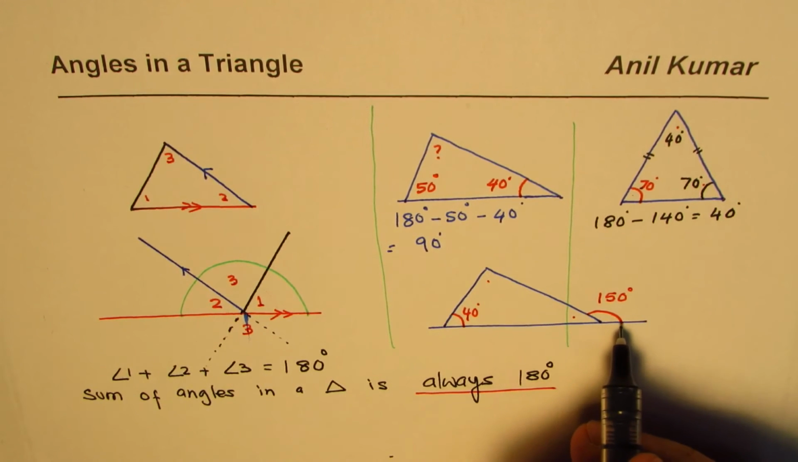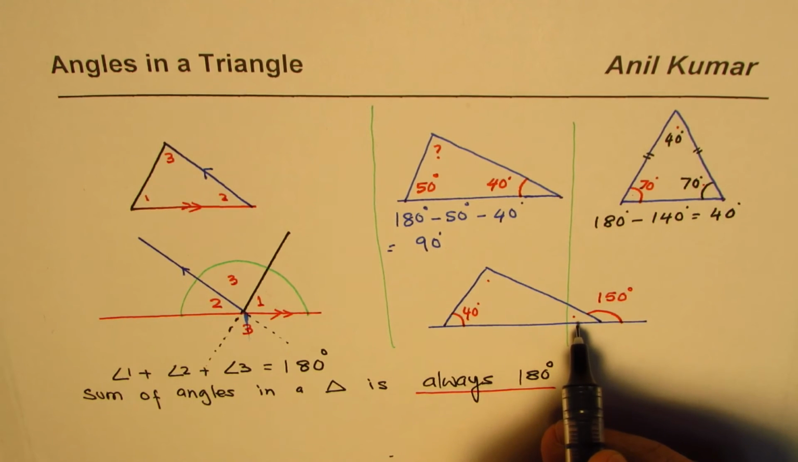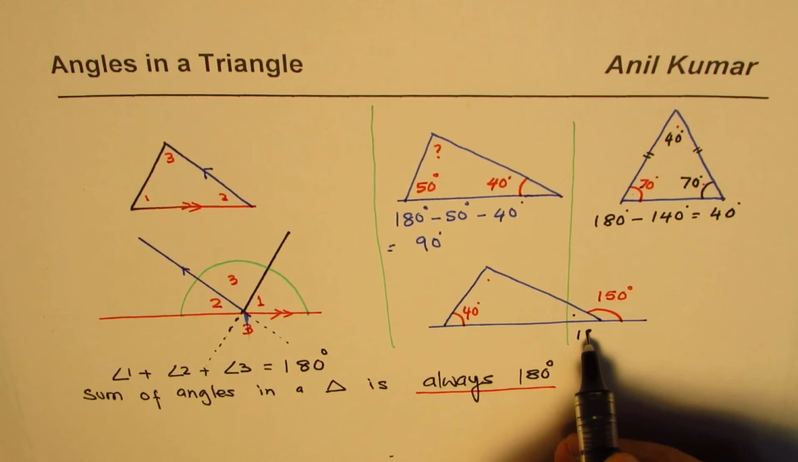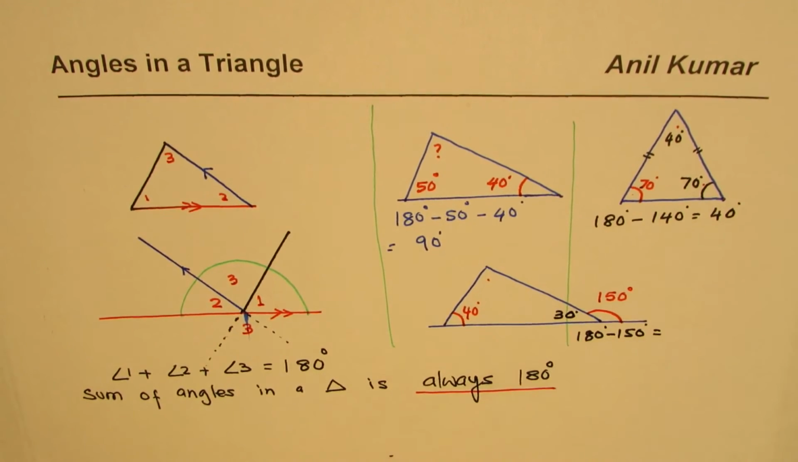Well, you can see this is a line, and that becomes a linear pair. Supplementary angle, so this angle should be 180 minus 150. So it will be 180 degrees minus 150 degrees. That gives you 30 degrees. So this angle is 30 degrees.